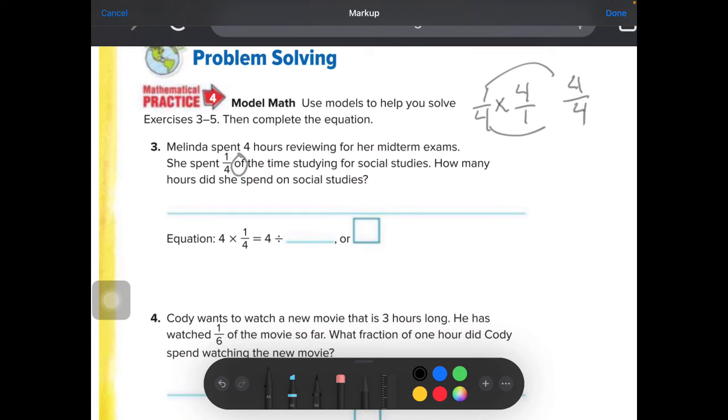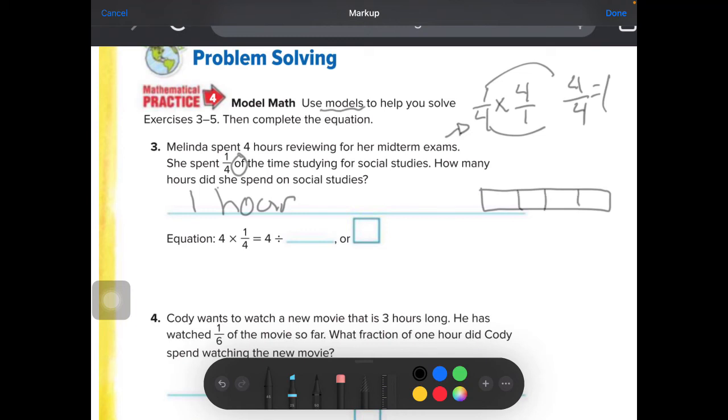So here we go. It's going to be 4 out of 4. So what does that mean? What does that equal? Yes. Makes a whole number, 1 hour. And then you can see this equation. Now it says use models. So we can use models to solve this.